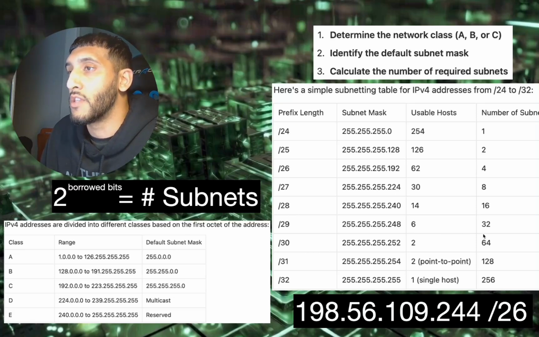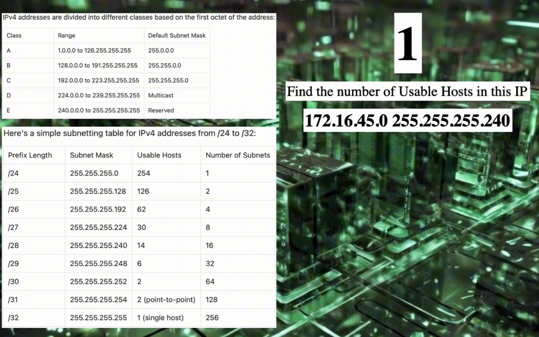Moreover, if you wanted to count the usable hosts, you would take 32, like we went over earlier. You'd subtract 26, that equals 6. You would take 2 to the power of 6 and subtract 2, and then you'd get the number of usable hosts. So to end today's video, we're going to go through some review questions.